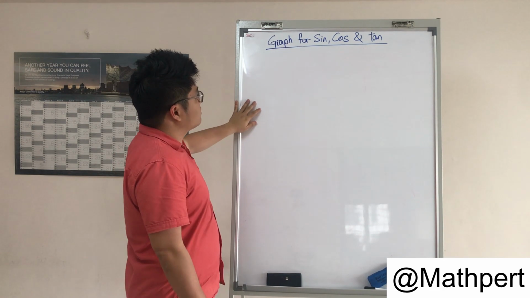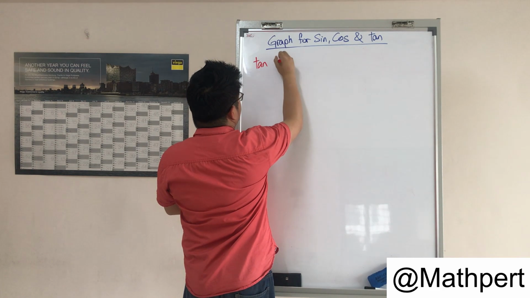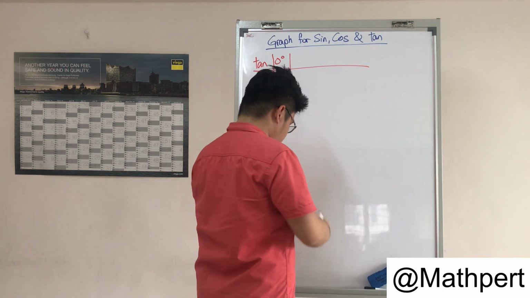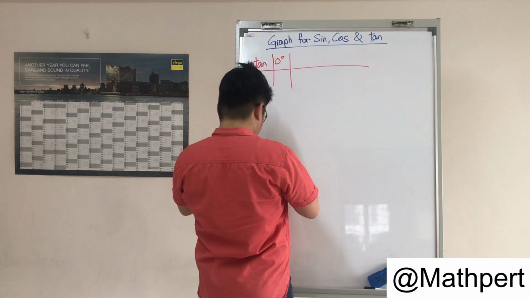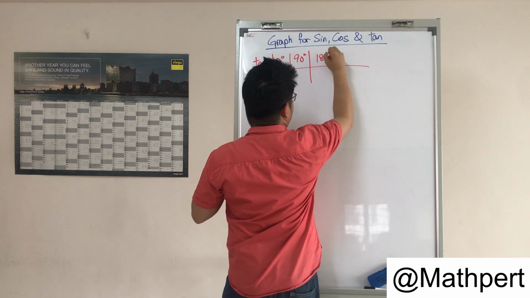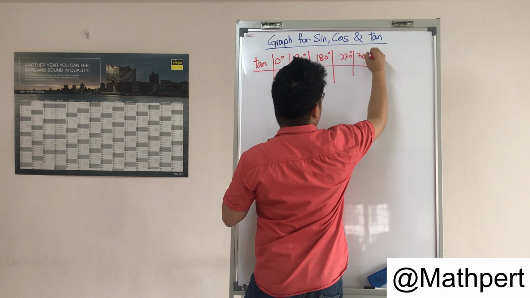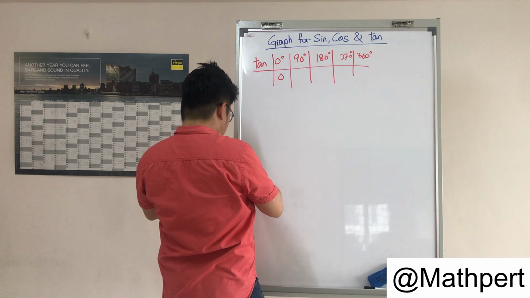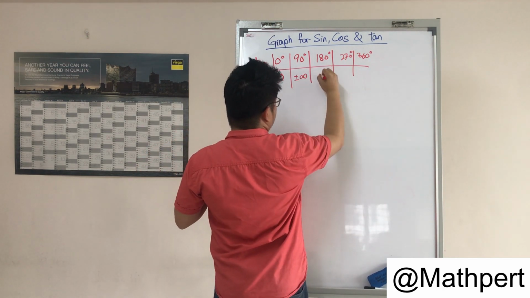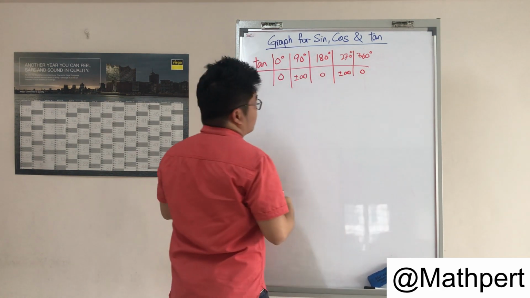Now let's take a look at the tangent graph. So tangent 0 degrees, how much do we get? 0. Tangent 90 degrees, tangent 180 degrees, tangent 270 degrees, tangent 360 degrees. So tangent 90 degrees, we get plus minus infinity. This one is 0, this one is plus minus infinity, and this is 0.